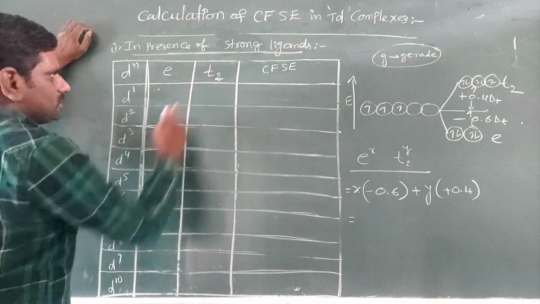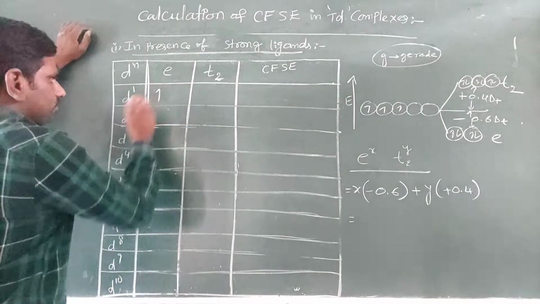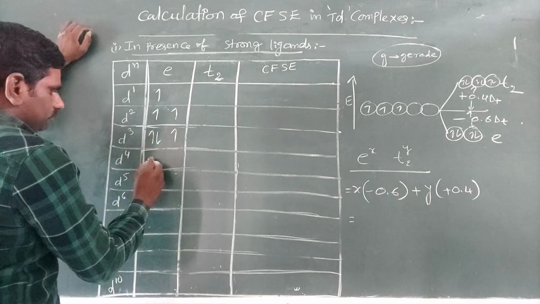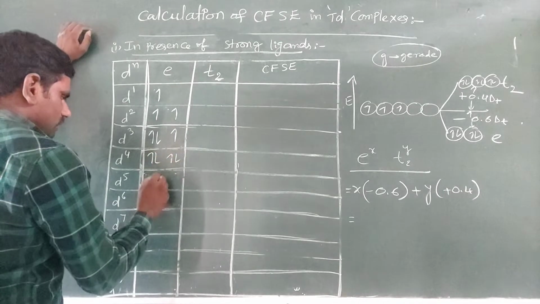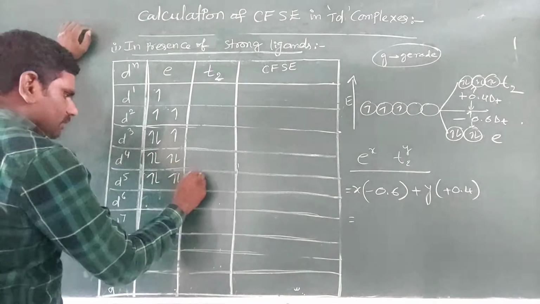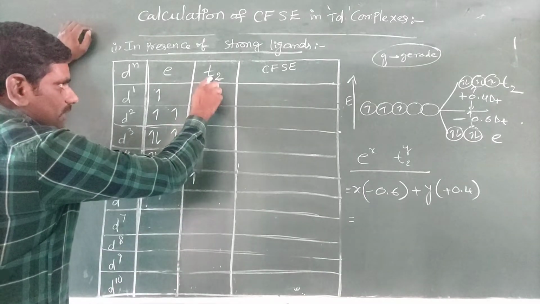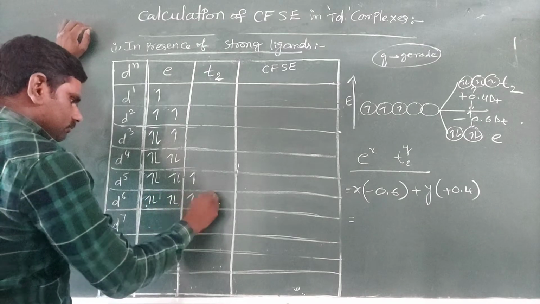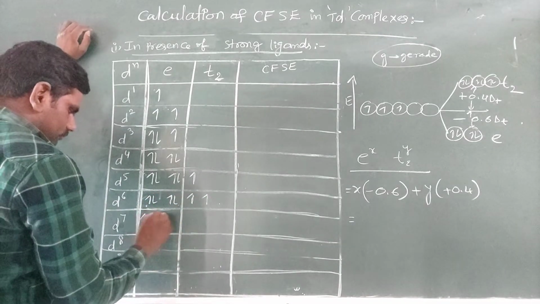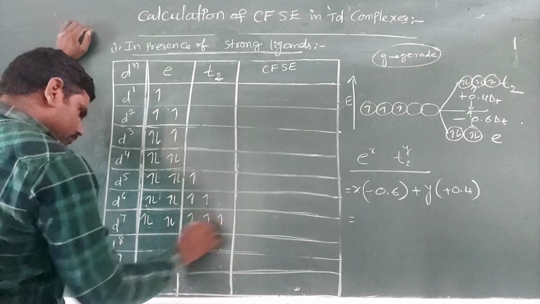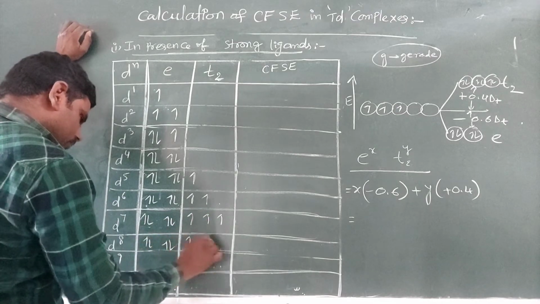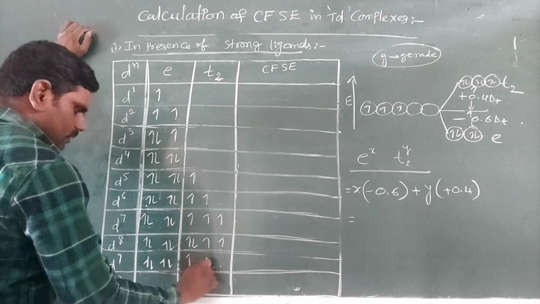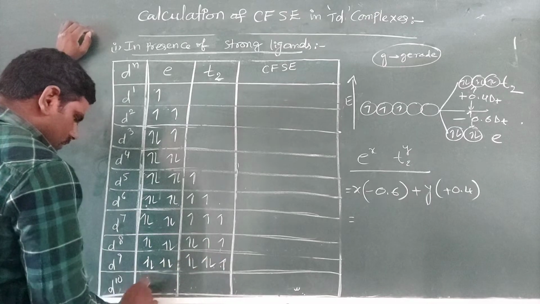The tetrahedral complex: T2. One electron goes to E, two electrons are like this. The third electron is going to pair up, the fourth electron, now the fifth electron enters into the T2 orbital. This is the arrangement in D9, D10 fulfilled.